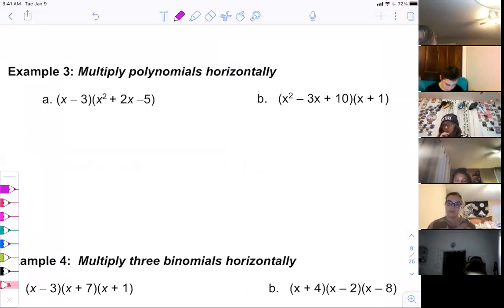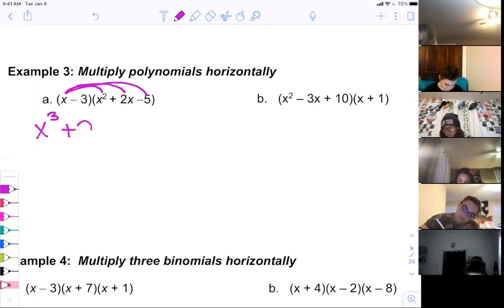Valerio, how do you think we would try and multiply example 3a? Would you distribute the x to each term and then distribute the -3 to each term? Yeah, and that's exactly the perfect word to use. So we cannot use FOIL because FOIL is just four numbers we're multiplying together. Instead, you are going to distribute. So that x gets paired with every single one of the values in the back. Valerio, what does that become when you pair them together? x cubed plus 2x squared minus 5x.